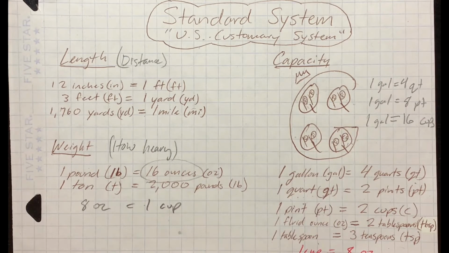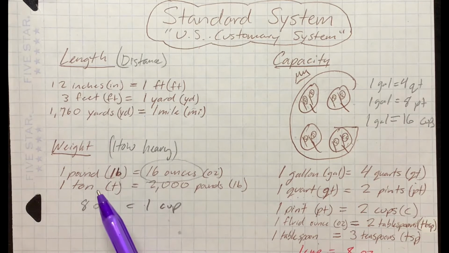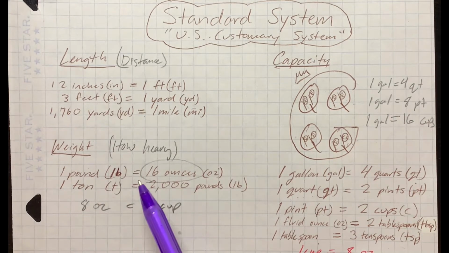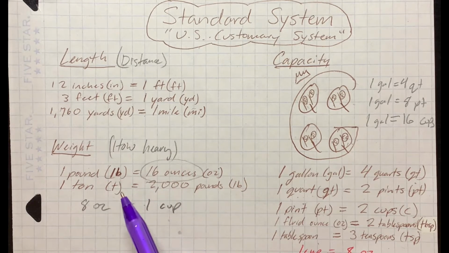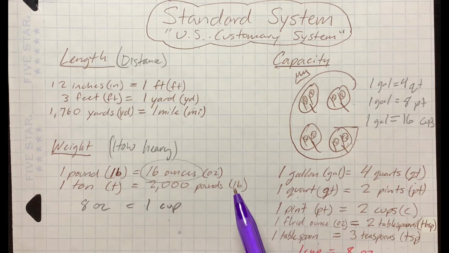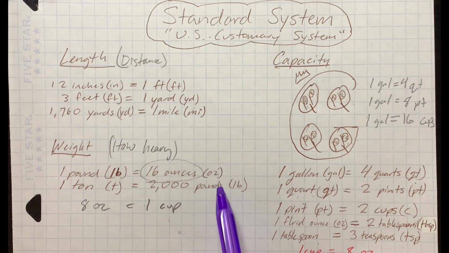Basically it's like how much water can the water bottle hold. So again, just like what we went over with distance, we have weight. So 1 pound, abbreviated LB, is 16 ounces. 1 ton, abbreviated T, is equivalent to 2,000 pounds. Again, it's abbreviated LB for pounds. And just so we know, 8 ounces equals 1 cup. Again, ounces is abbreviated as OZ.